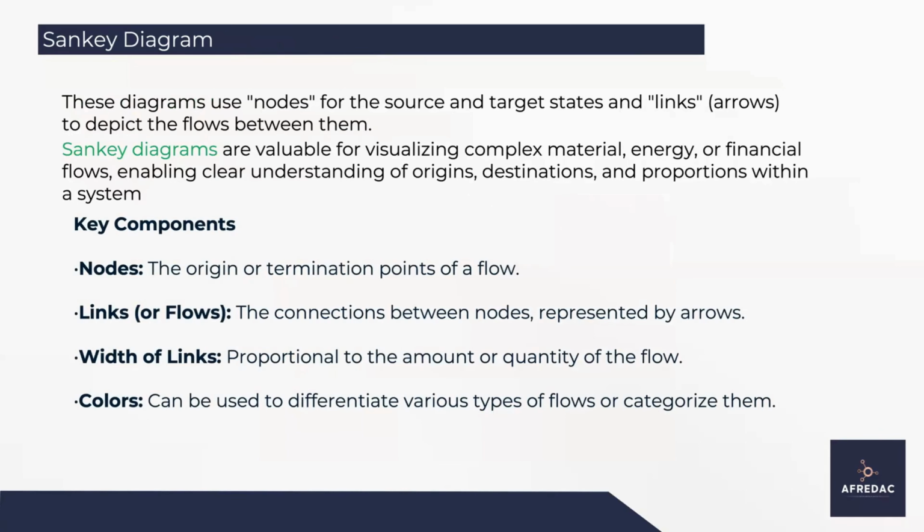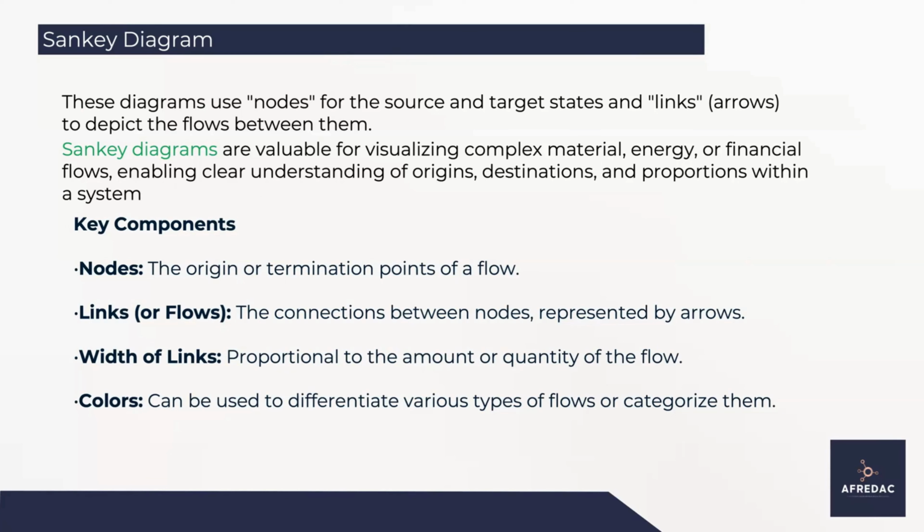As far as Sankey diagrams are concerned, they have 4 main components. The first is what we call nodes. We need to have nodes, which are the origin or the termination point of a flow. Then you also have to have links. What are you linking these nodes to? This is the connection between the nodes, which is represented by the arrows.